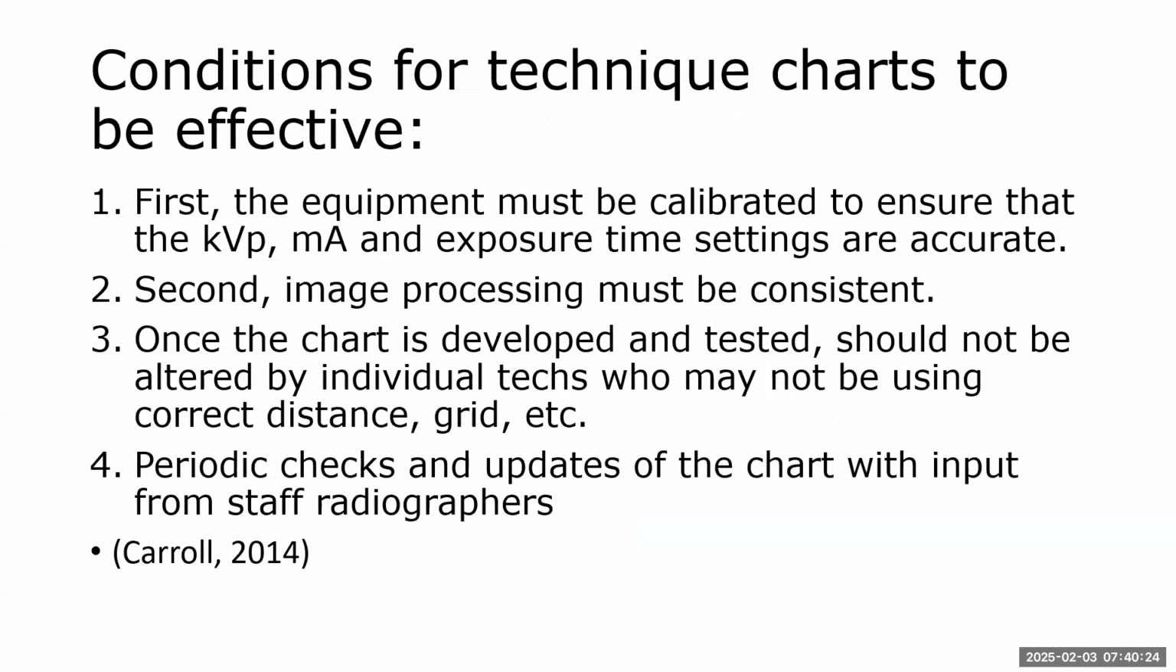Conditions for technique charts to be effective. First, the equipment must be calibrated to ensure that the kVp, mA, and exposure time settings are accurate. So you can see why that's important. And we're going to test these things coming up in lab along about week 9 or so. We're going to start doing that in the lab. Because if you're setting 80 kVp, but that's not really the kVp that you're getting, do you see how that's a problem? That's a problem for not only the technique chart being accurate, but for the patient. So we're going to test that.